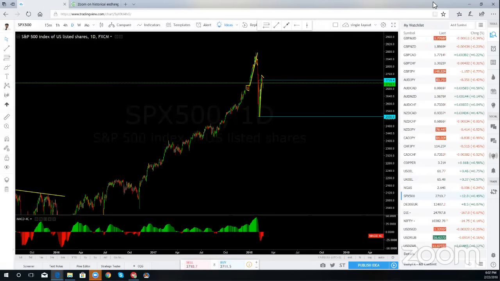Which indicator are you using and how do you use them? I don't use them. You look at my charts, you don't see very many indicators on them, right?